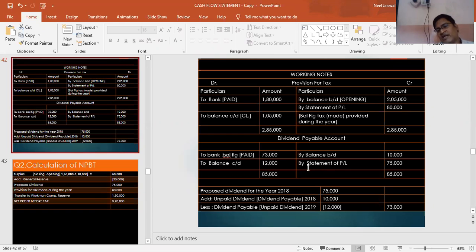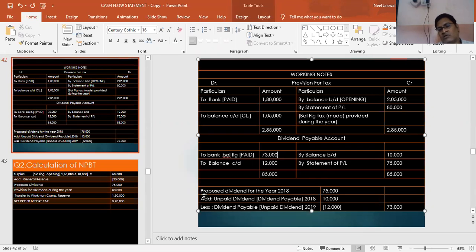So what is the previous year? That is to be shown in the profit and loss, 75,000. So that I am writing in this balance. We get how much is dividend paid, 73,000. Clear students? We can also find out this way. Proposed dividend of the previous year, add unpaid dividend 2018's, less dividend payable 2019's. That means we need to pay this time 73,000, which will be shown in the financing activity.